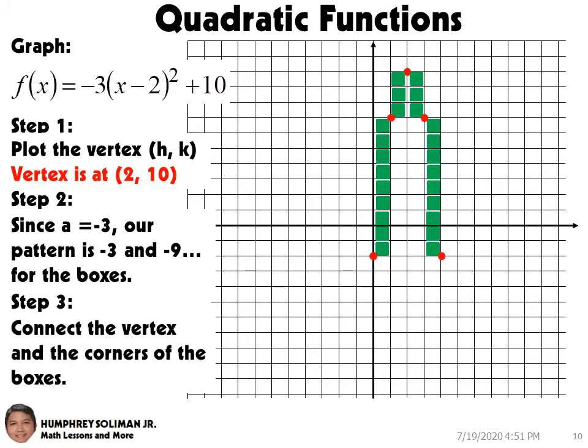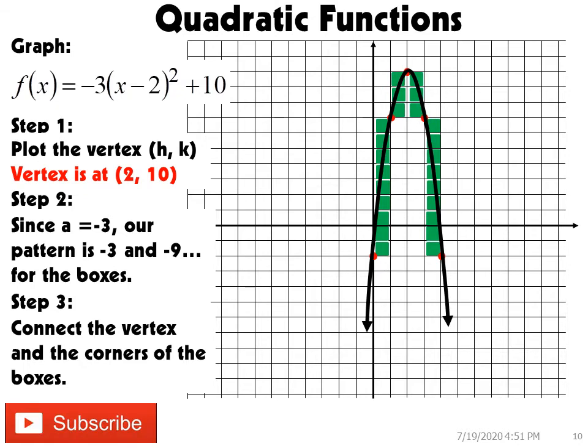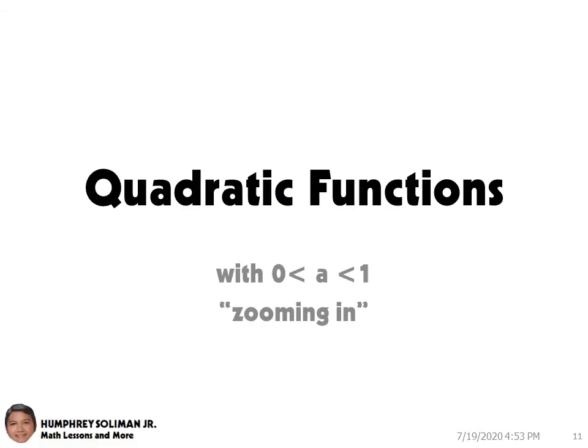Step number 3, we connect the vertex and the corners of the boxes. This is another example of a function with vertical stretching. Okay, now we'll be discussing quadratic functions with values of a between 0 and 1.